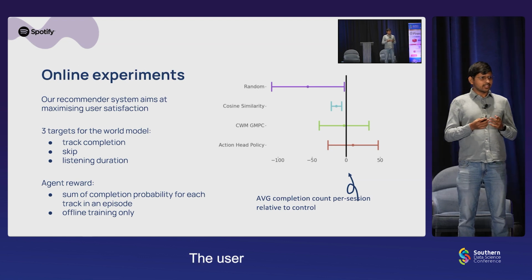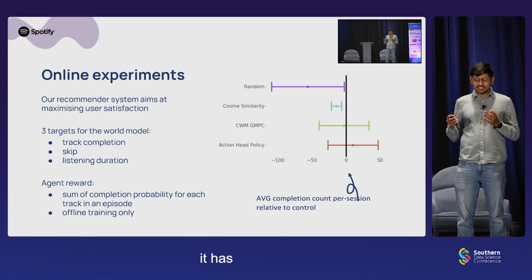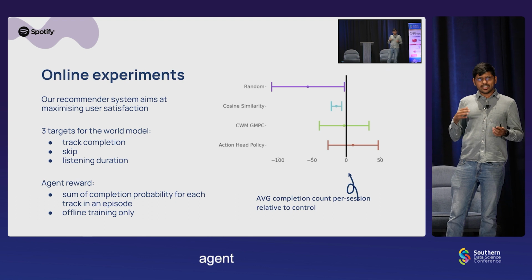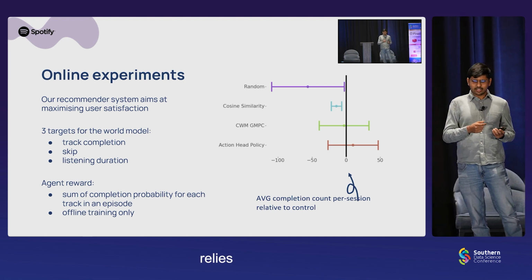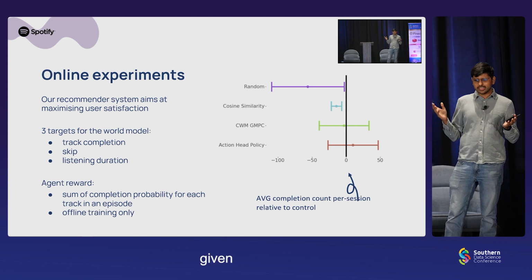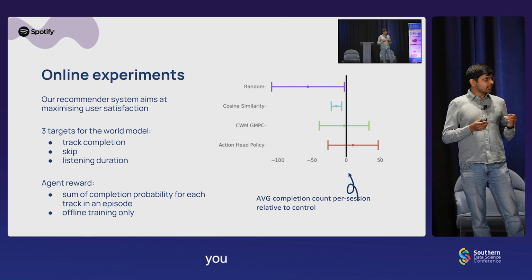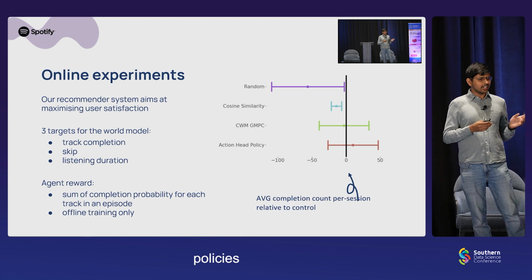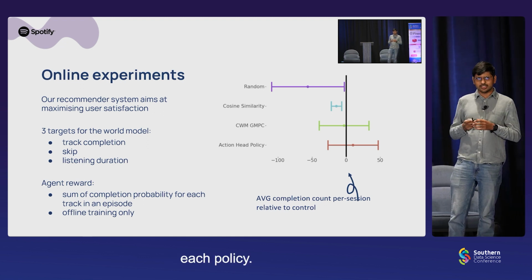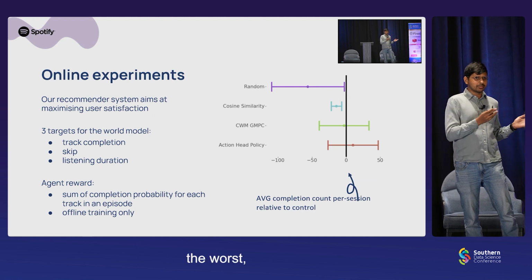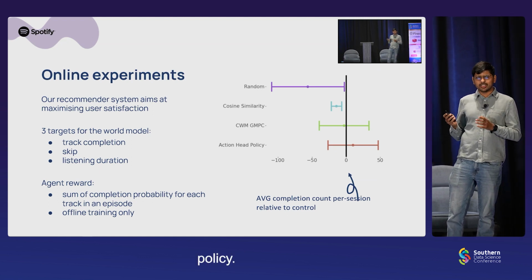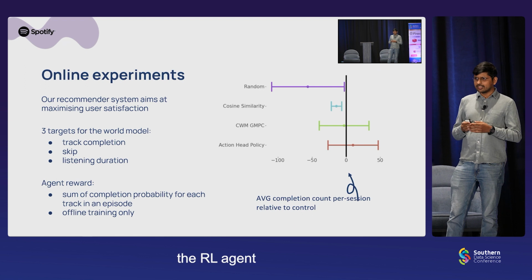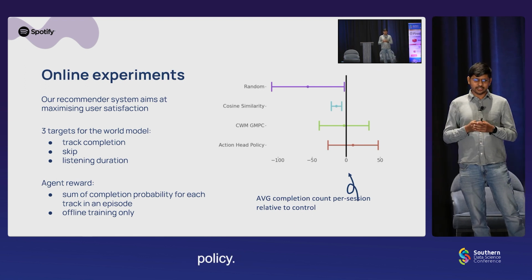Just a quick note on the target. The user model is a multi-head model, and it has 3 different targets: track completions, skips, and listening duration. And during offline agent training, the agent relies on the sum of completed probability given by the user model. So on the left side, you can see the results of our online test. On the vertical axis, you see different policies, and on the horizontal axis, you see the performance for each policy. So the random policy naturally performs the worst, and that is followed by the cosine similarity policy. And you can see there is very little to distinguish between the world model GMPC policy and the RL agent, which is represented by the action head policy.